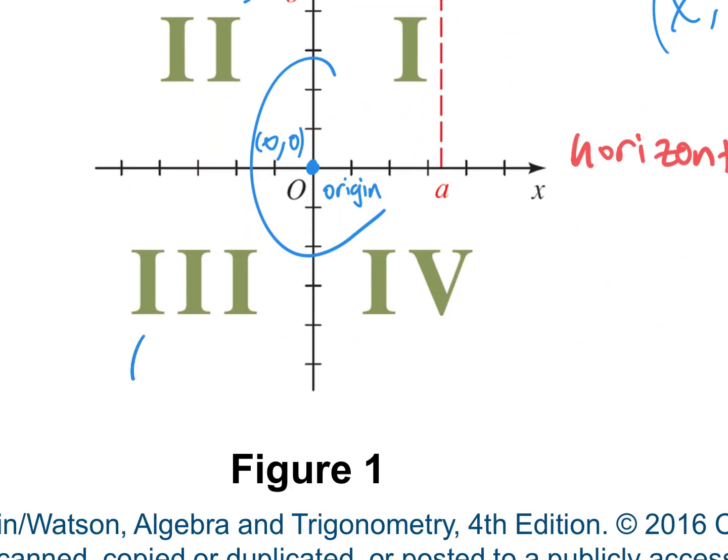In quadrant 3, both your x and your y are negative. And in quadrant 4, your x is positive and your y is negative. So if I tell you that a point lies in quadrant 4, you should know, okay, my x value is positive, my y value is negative. Everybody with me on that?